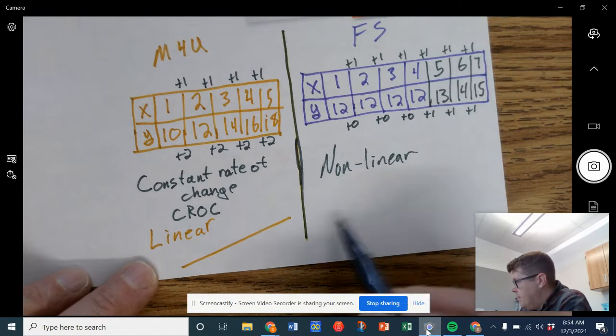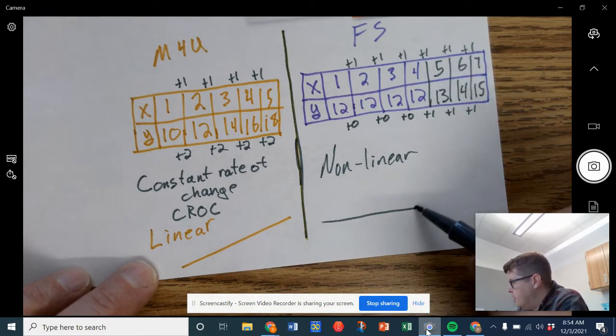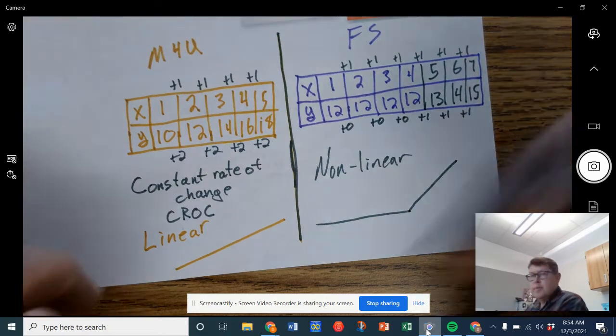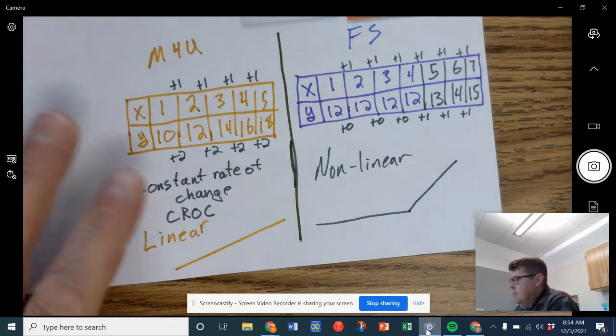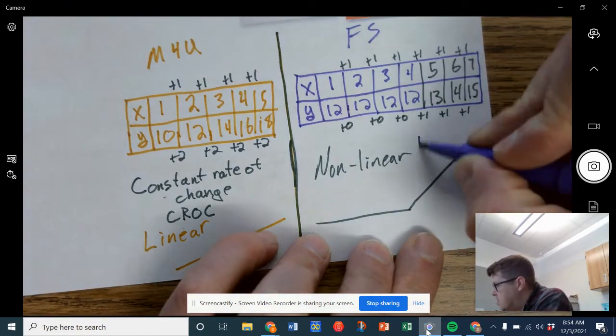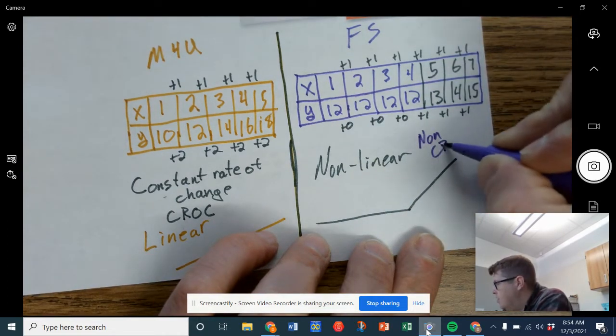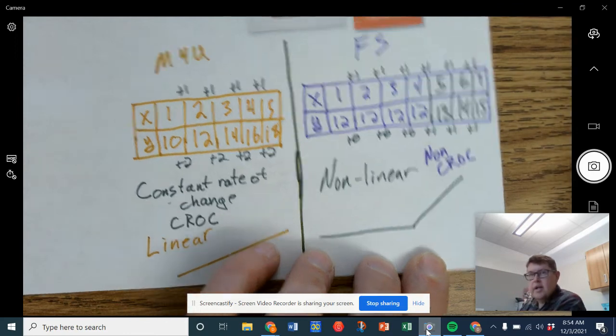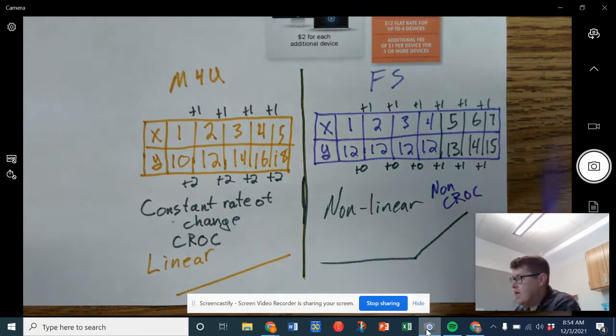So the graph basically would look like this. It would be $12, and then at a certain point, it would switch and the price would start going up. So that's kind of the difference between these, right? This does not have a constant rate of change. Let me actually write that. I'm just going to say non-CROC, so we can fit it in there. Okay, does not have a constant rate of change.